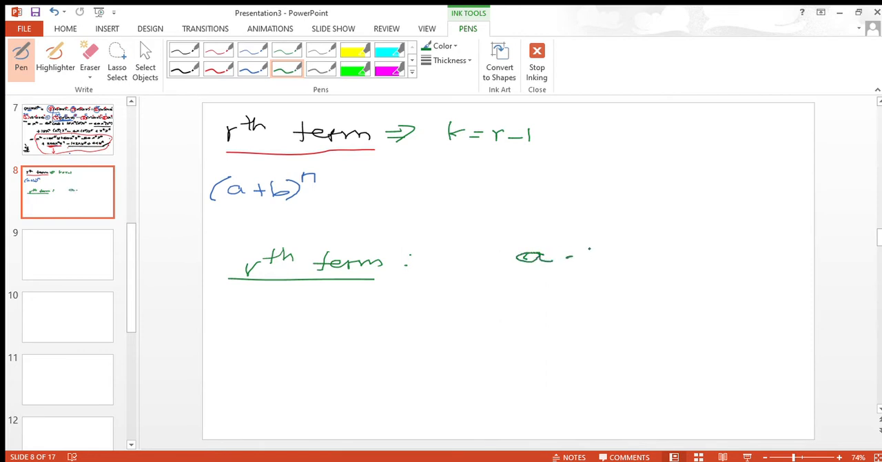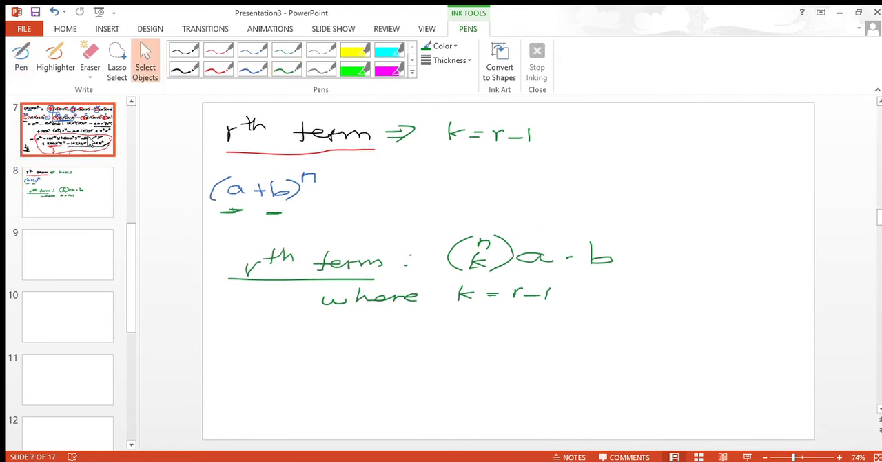Thus, if we now consider again the rth term, it will involve a times b, because we have a and b. And for its coefficient, we're looking at the rth term. It will be n combination k, where k is r minus 1. How about the exponent?